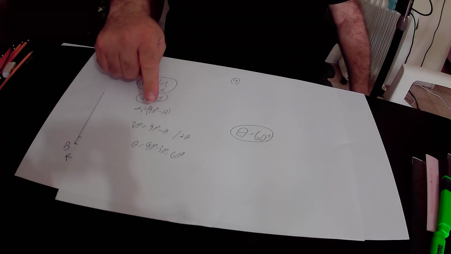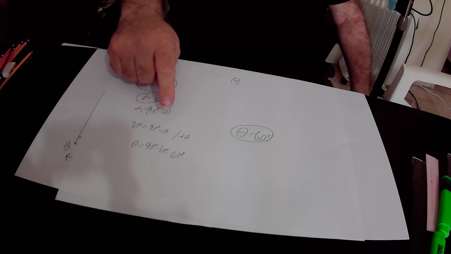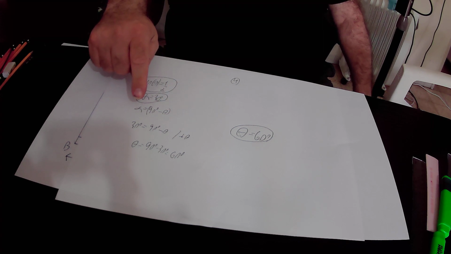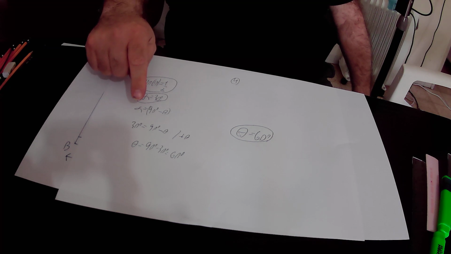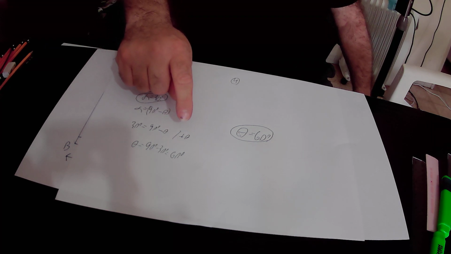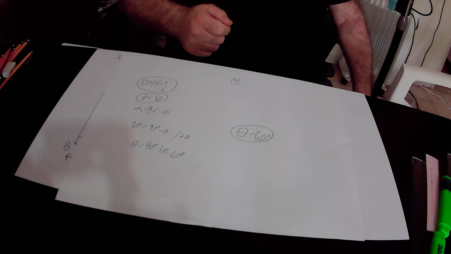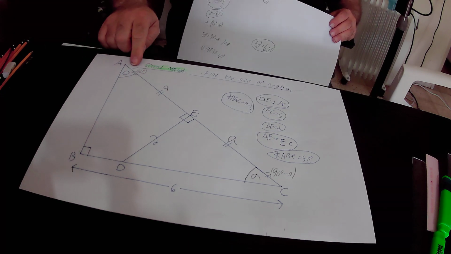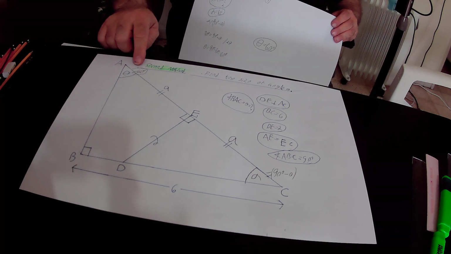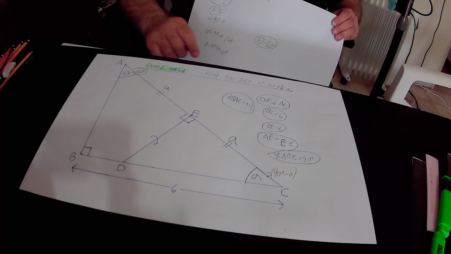We added theta to this equation and we subtracted 30 degrees, and in conclusion we found that theta equals 90 degrees minus 30 degrees. 90 degrees minus 30 degrees is 60 degrees. So in conclusion we found that the size of angle theta is equal to 60 degrees. The size of this angle theta is equal to 60 degrees according to the second method also.